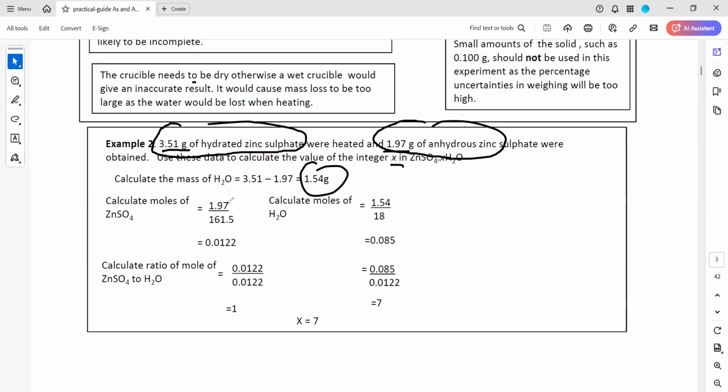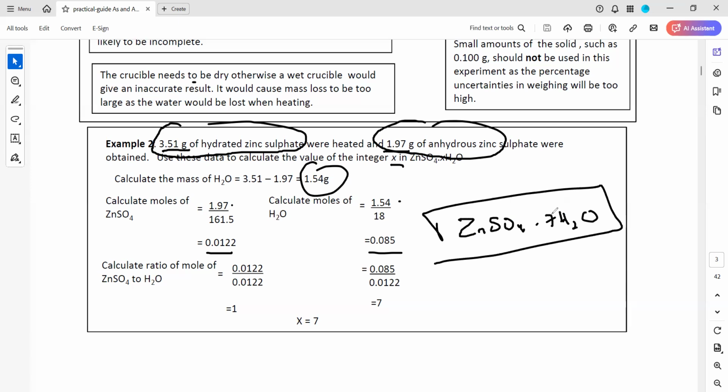So mass of anhydrous is 1.97, mass of water 1.54. Then we divide by the molar masses, of zinc sulfate here and of water. We got 0.0122 and 0.085. Then we divide by the smallest value. We got 1 here and 7. So it means this formula contains 7 moles of water of crystallization. So ZnSO4·7H2O will be the right formula.